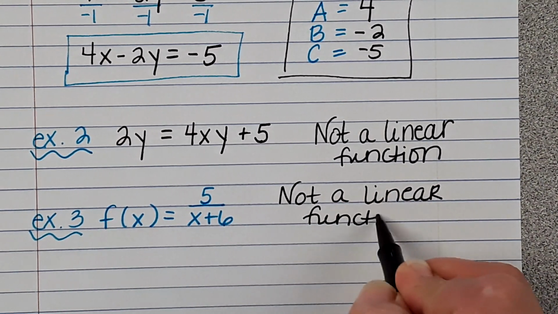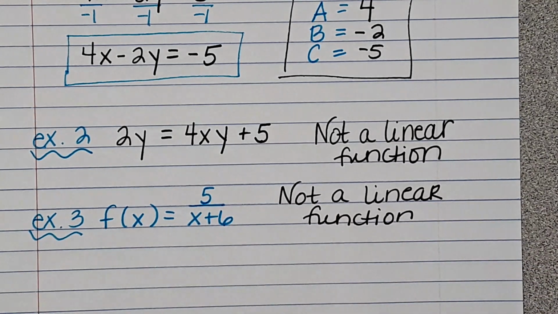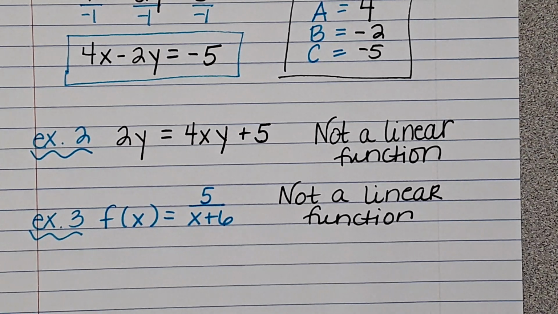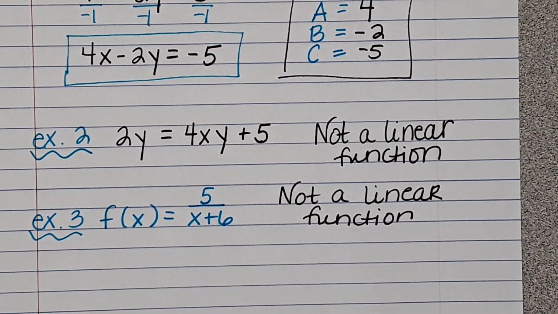So example 2 and 3, we cannot change them into standard form because they're not a linear function. That doesn't mean they're not a function. It just means that they're not going to be a line.